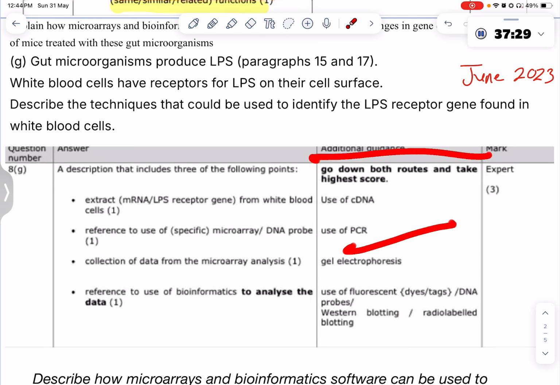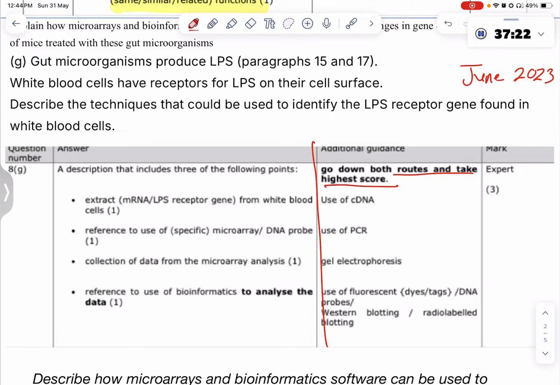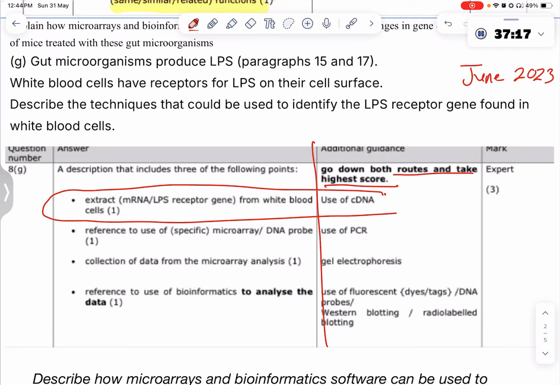Here, this is an alternative answer, okay? Go down both routes and take the highest score. There are somehow alternative answers, but I just disagree here because cDNA is the same as extracted mRNA. If we extracted mRNA, we would convert it to cDNA later on. So these are both in the same route. However, the rest of the answer would be diverting. It's completely different.